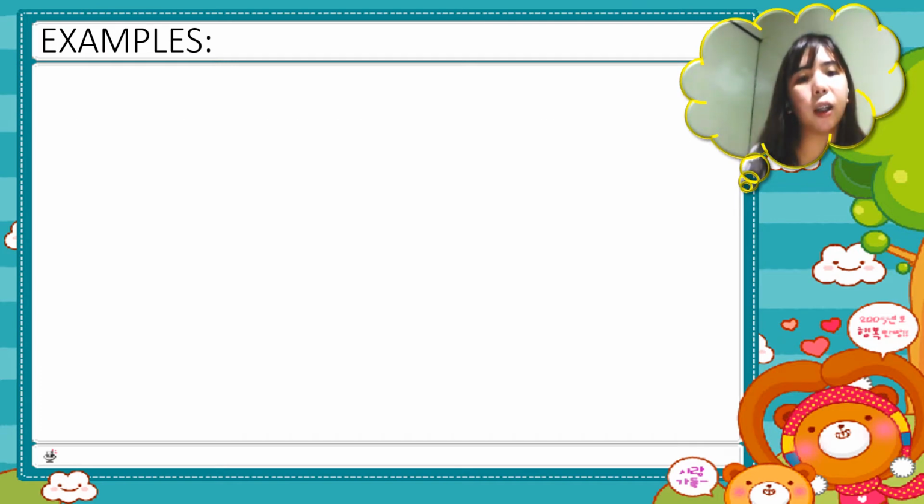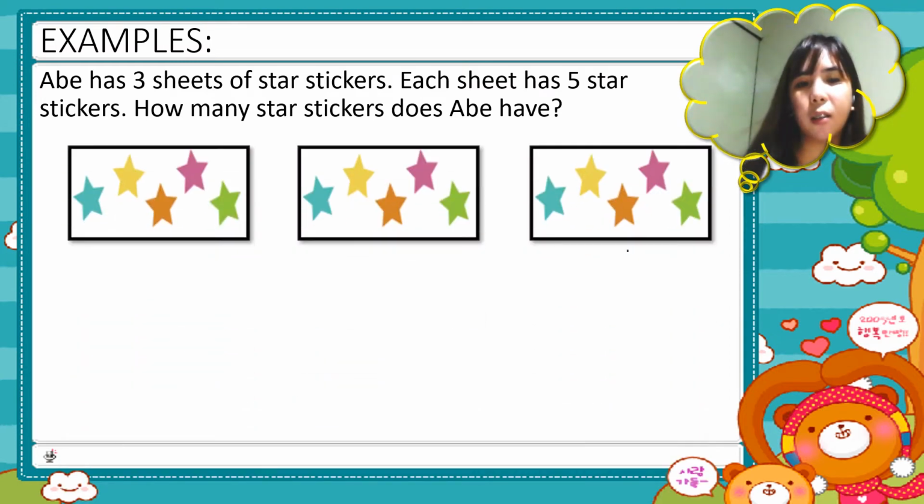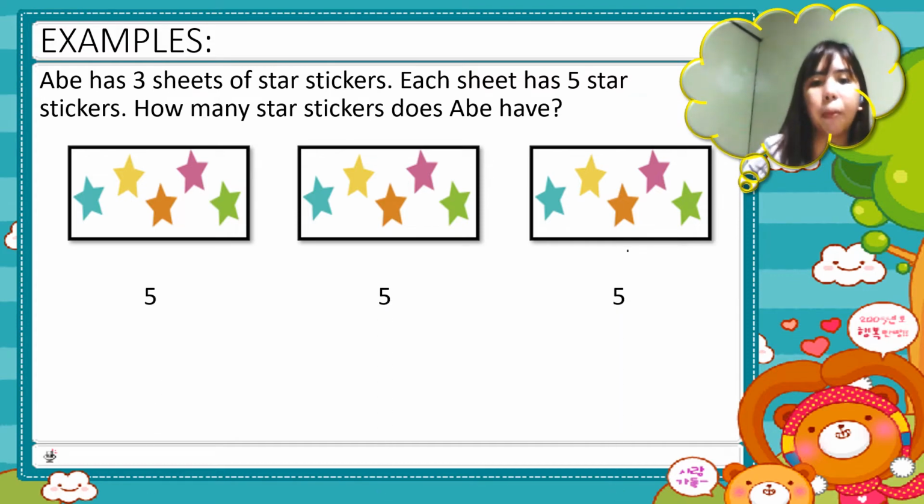I want you to take a look at this one. Abby has 3 sheets of star stickers. Each sheet has 5 star stickers. How many star stickers does Abby have? Take a look at the picture. So, what is the problem saying? Abby has 3 sheets of star stickers. In each sheet, how many stars are there? 5.